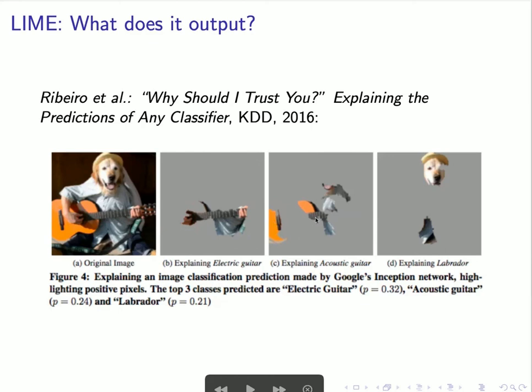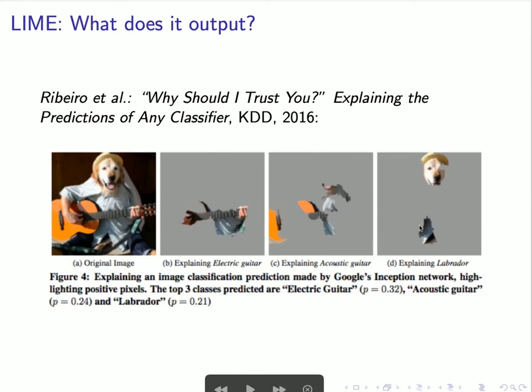So Google's decision was sort of correct, right? Because Google was basing its decision on the pixels that are relevant to the concept of acoustic guitar. And then finally, we have Labrador. And these are the pixels that are more significant to this concept.